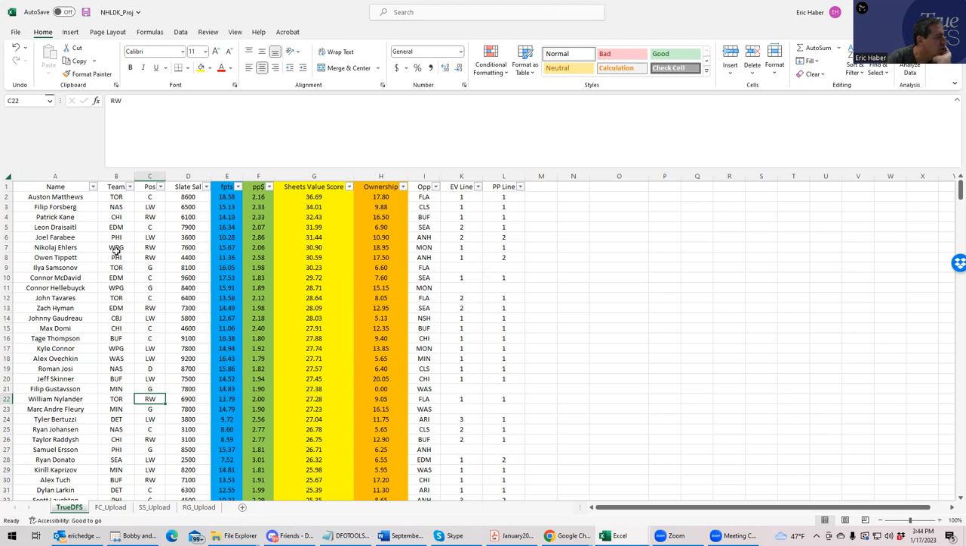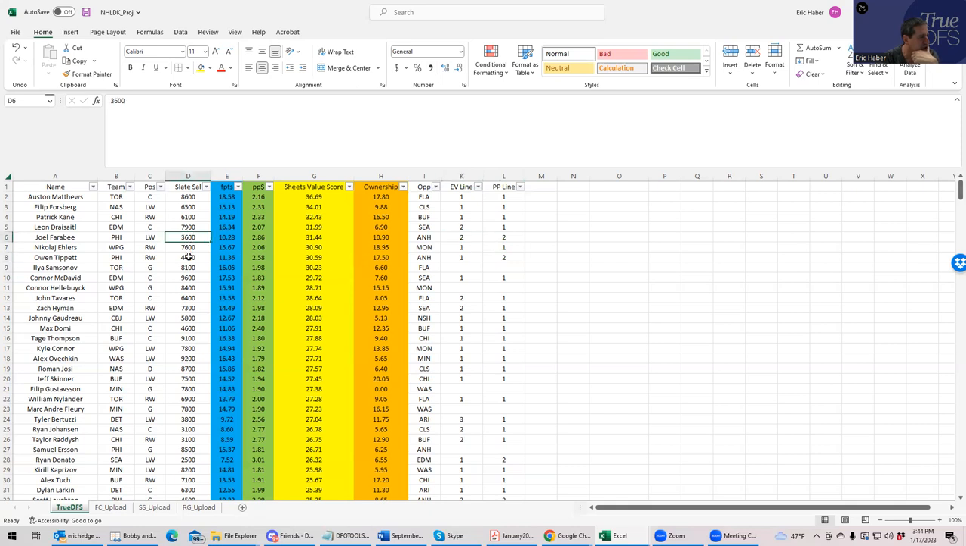Let's take a look here. So Winnipeg, we got just the one guy. Actually, that's not true. Two guys from Winnipeg in the top 20, so that's good. Nashville, just the one. Ooh, Chicago, just the one. Got two Philly guys up here. But these guys are both on the second power play line, if that helps.